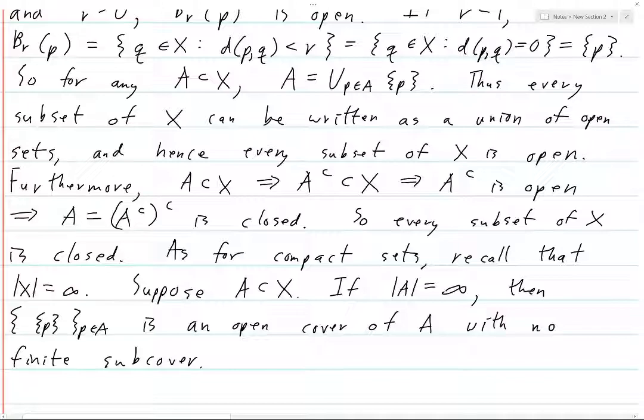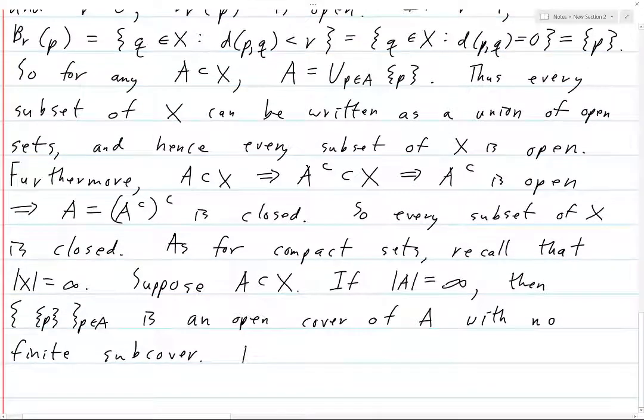As soon as you throw out a set, that leaves one point in A which is not covered by any of the remaining open sets here. So therefore, there is no finite subcover. And thus, A is not compact.